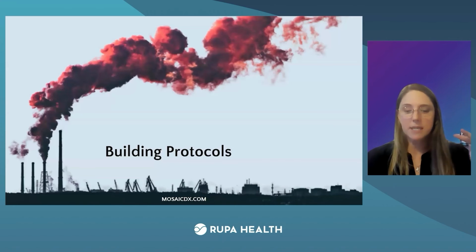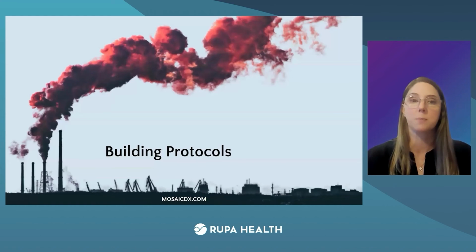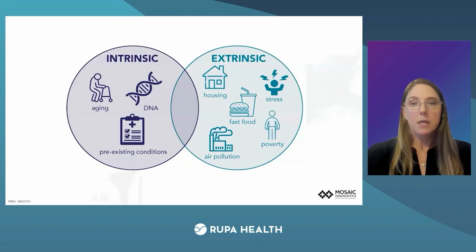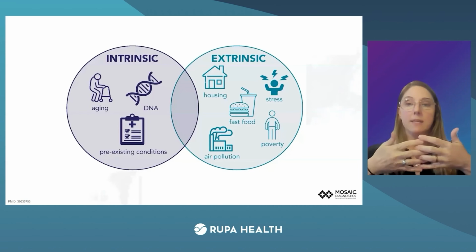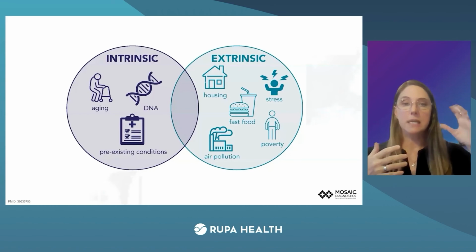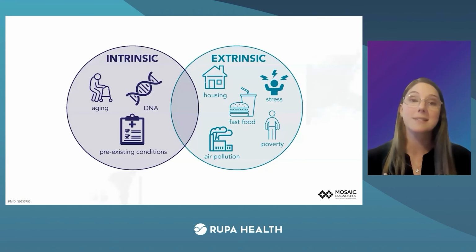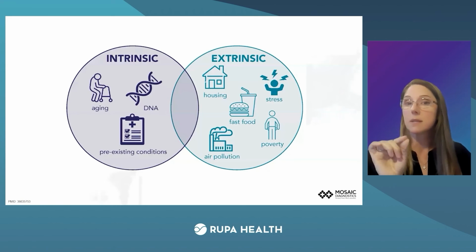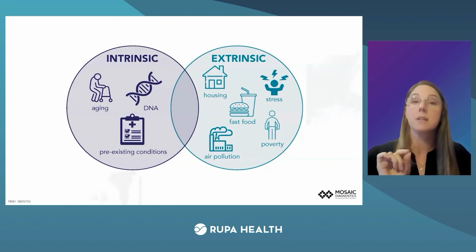So let's take a second and look at the fundamentals of building protocols when we're working with people who have had exposures to toxins. Across the board with everybody, we are balancing this intrinsic. So what is your DNA? What are your SNPs? What are your pre-existing conditions? What is your age? And this is not the number based on the year you were born. This is your physiologic age.